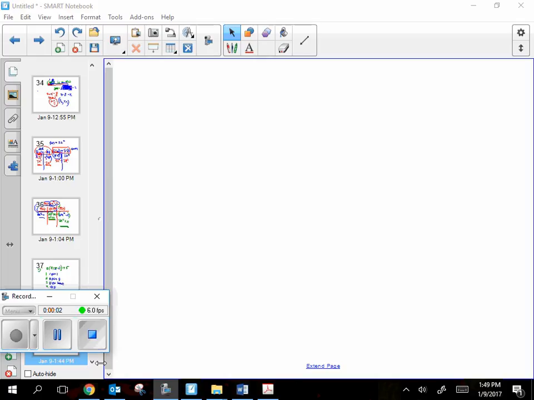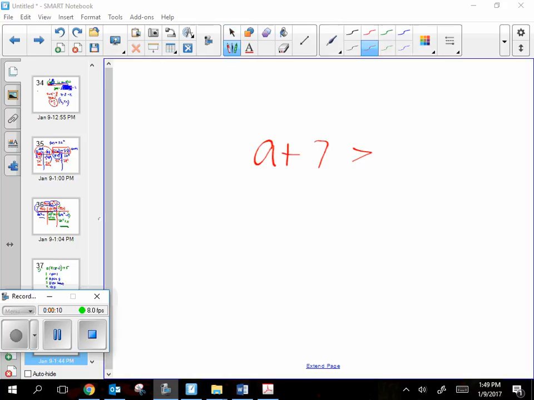So today, it is a review for the inequalities quiz, which is tomorrow. Inequality means not equal. So if I give you like a plus 7 is greater than 8, that's not equal to 8, it's greater than. Go ahead, write that one down, solve it. It should be easy. I'm trying to make it easy. Get your brain warmed up after a weekend.